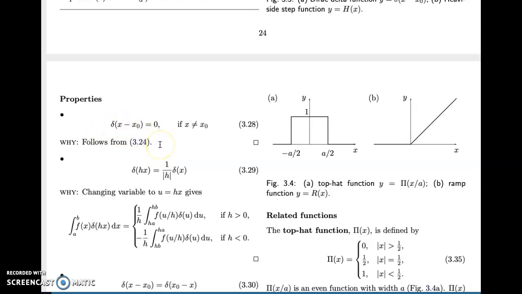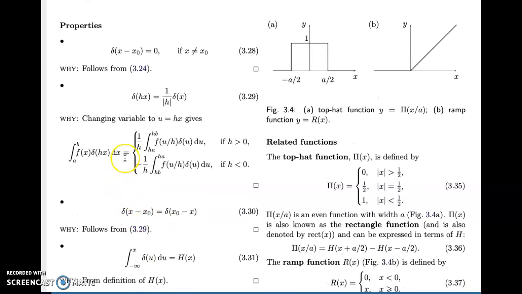Okay, so properties of these things. Well, as I said, if you're not at the delta function, then the value is 0. This is a useful property to know: delta of h times x is actually 1 over the modulus of h times delta x. That you can show by changing variables. It's not obvious that it should be the modulus. You have to be careful and consider both cases when h is positive and negative if you change variables and do the maths.